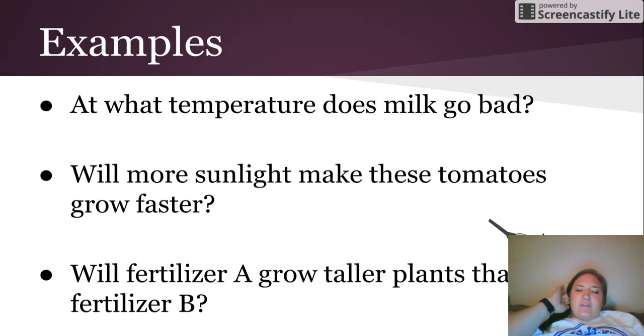So, a few examples of some testable questions. At what temperature does milk go bad? We could set up an experiment to find out at what temperature milk goes bad, making this a testable question. Another example: would more sunlight make the tomatoes grow faster? Another thing that we could test. If we set up an experiment, we could figure out if more sunlight would make the tomatoes grow faster. And then the last question: will fertilizer A grow taller plants than fertilizer B? Also a testable question. We could also set up an experiment for this that would show whether or not fertilizer A grows taller plants than fertilizer B.